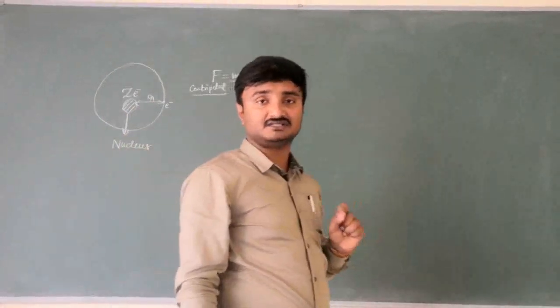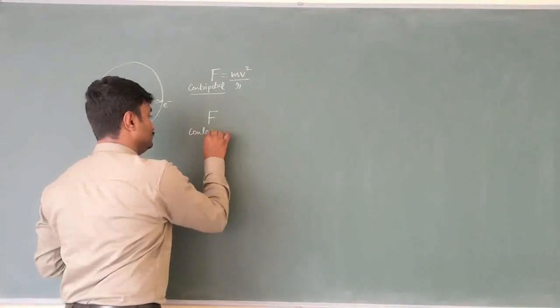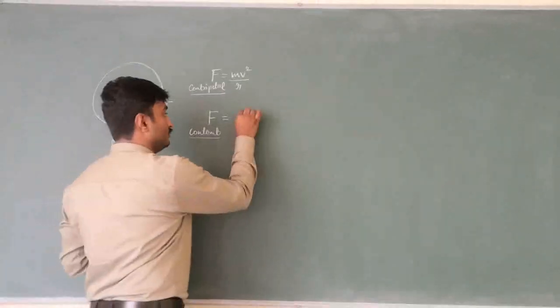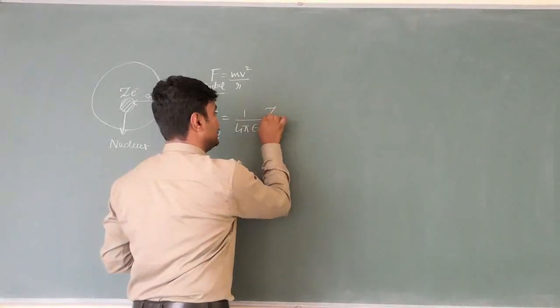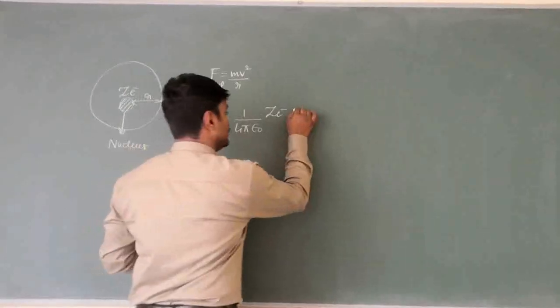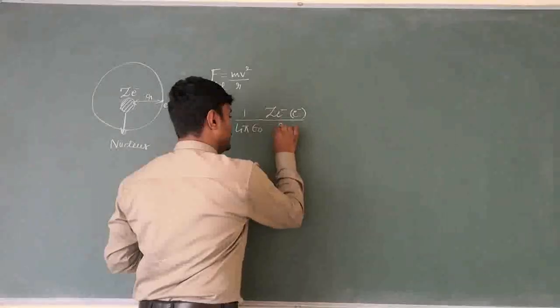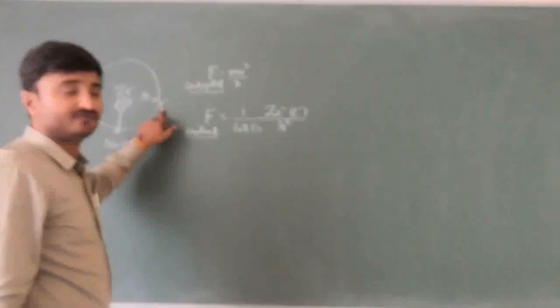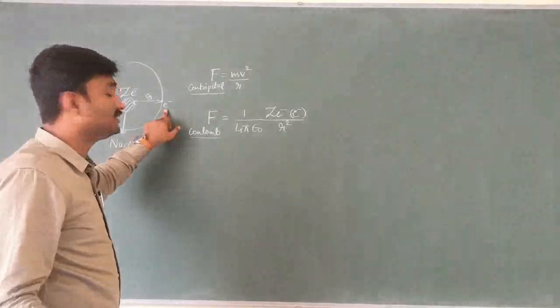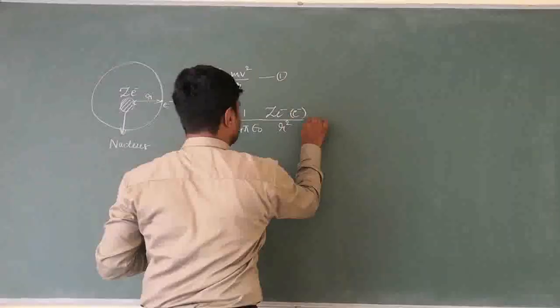Now, this centripetal force is provided by the Coulombic forces of attraction between the nucleus and the electron. The Coulomb force of attraction is given by 1 over 4 pi epsilon naught Q1 into Q2. Q1 is the charge of the nucleus, Z times e, into the charge of an electron, e, divided by the distance between the electron and the nucleus. It obeys the inverse square law, therefore it is r square. The necessary centripetal force required for an electron to keep itself in its orbit is provided by the Coulombic forces of attraction between the nucleus and electron. Let me consider this as equation 1 and this as equation 2.